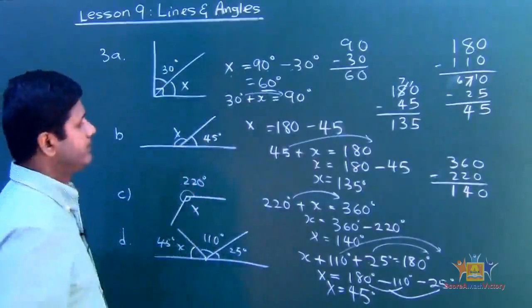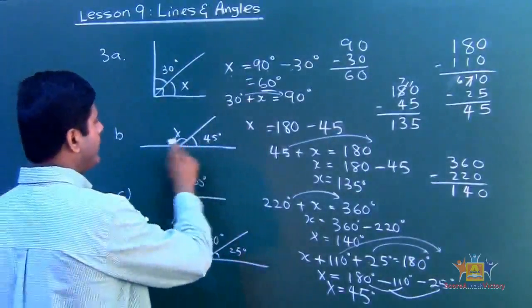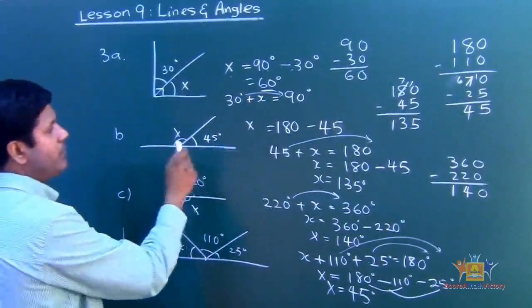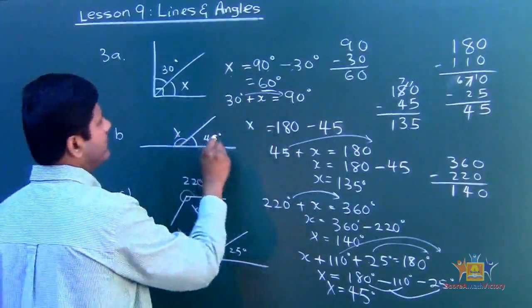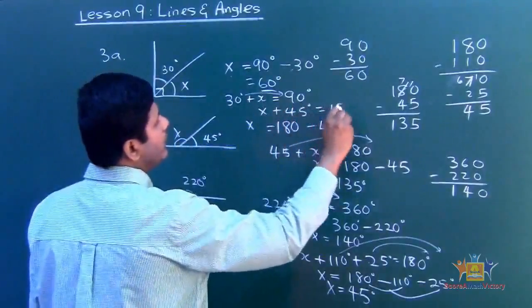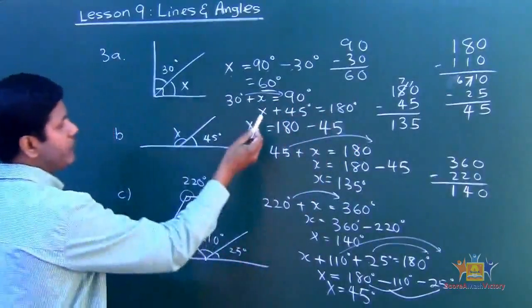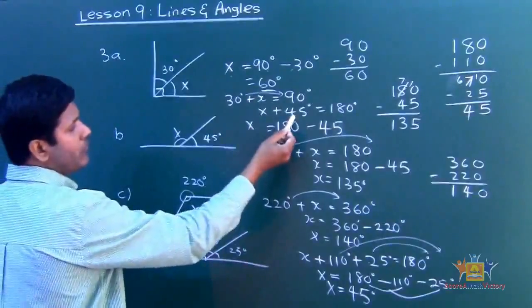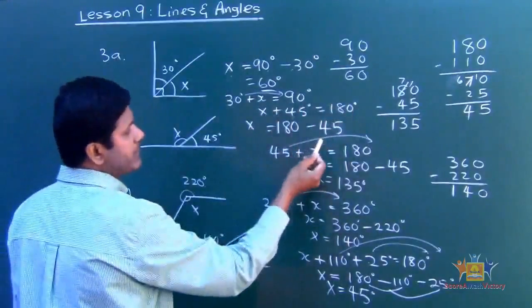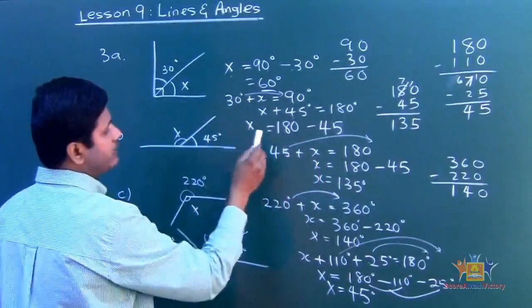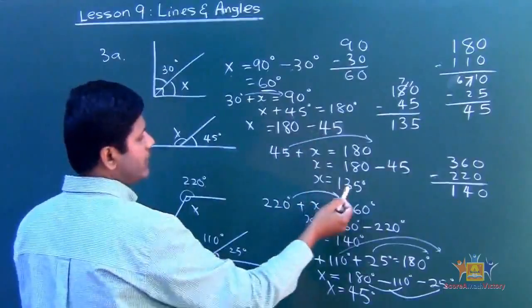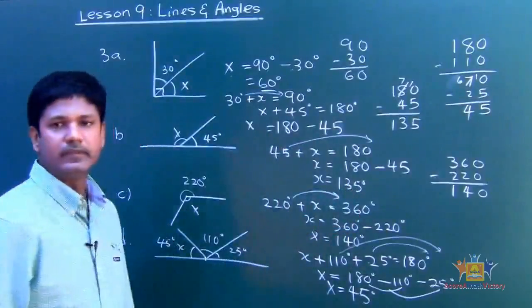Same thing with this one. And you know that what's the total angle of this straight line? 180 degrees. So x plus 45 equals 180 degrees, and you're looking for x. Who's got to go? 45 has got to go. And what's 45 doing to x? It's adding. Crossing the bridge becomes minus. So x equals 180 minus 45, and that gives you 135.